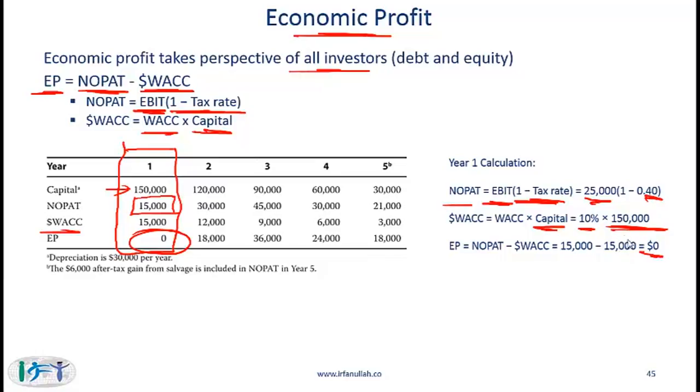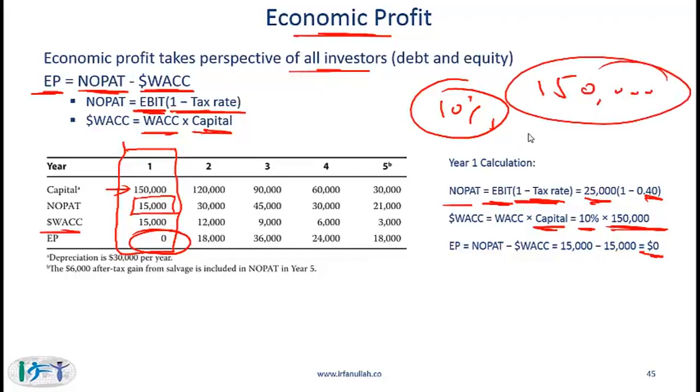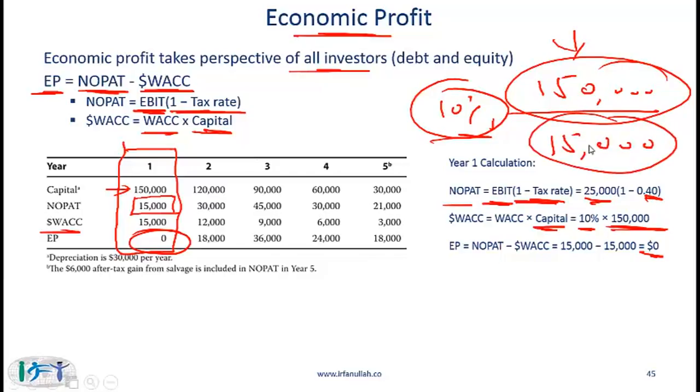I want to make sure that you also understand the concept over here. If you think about an investor perspective, what does 10% represent? The WACC. This represents the cost of capital. How much capital has been employed or used over here? That number is 150,000. In dollar terms, what is the cost of raising this much money? It is 10%, the cost of capital, times the amount of money that has been raised. So the cost of raising this much money is 15,000.